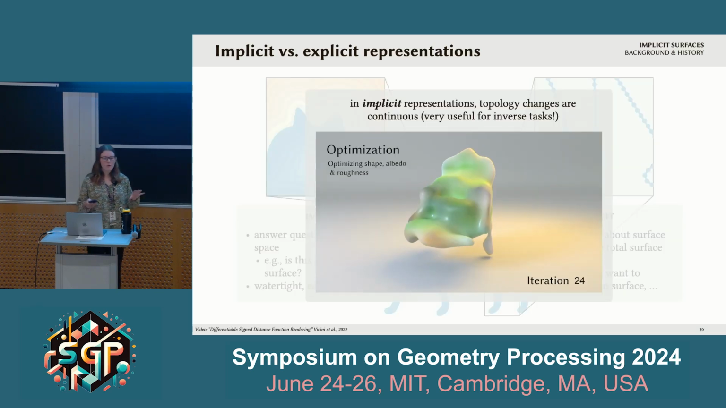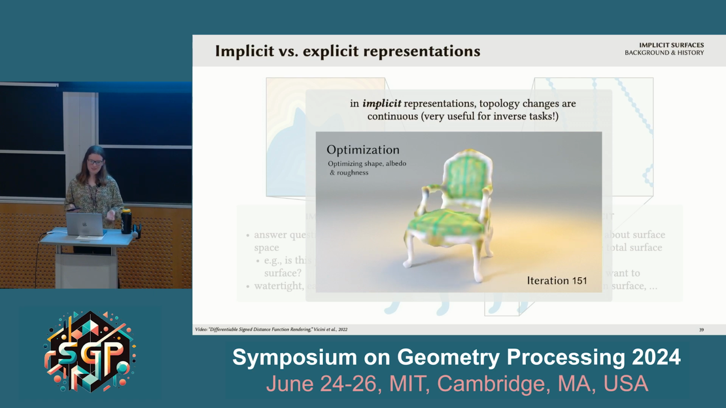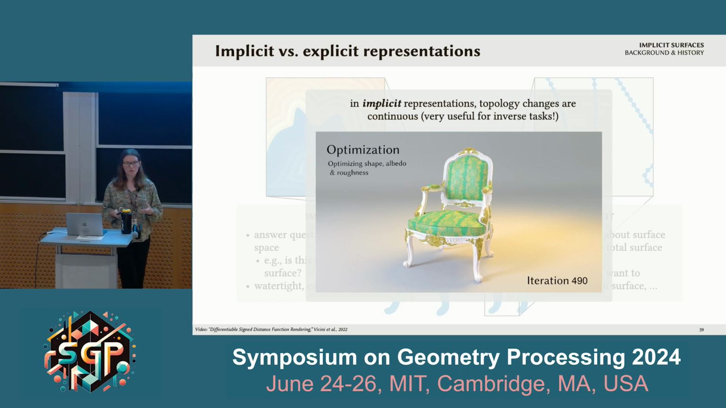Finally, I just want to highlight one benefit of implicits, which I think is often very important, especially in neural implicits, which is that in implicit representations, changes to the topology of a shape are continuous. And so this is really useful when we want to perform various inverse tasks, like this one where we're trying to reconstruct the shape.